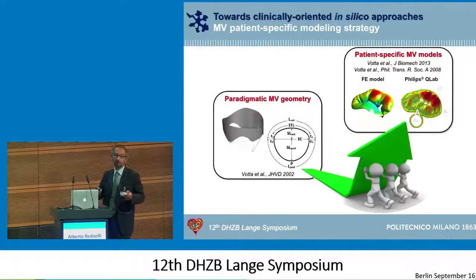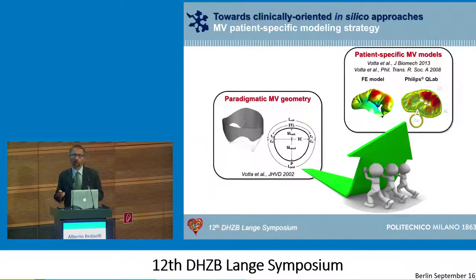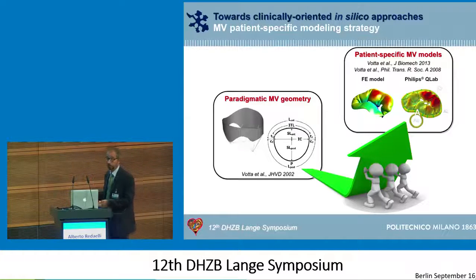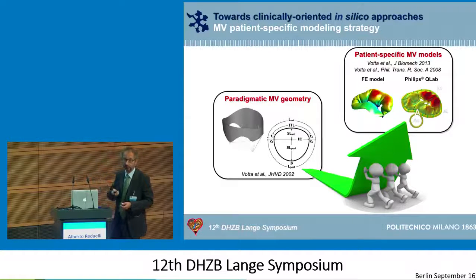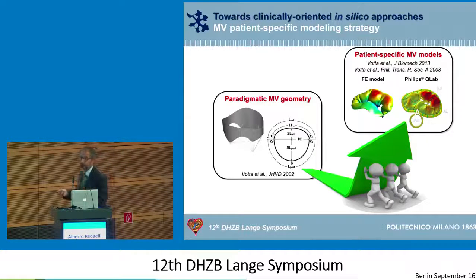Modeling started in the early 90s, working on simplified models. But simplified is not so cool. Then we moved to paradigmatic models. Then in the 2000s, we arrived at realistic models based on average data. And now there is a strong push towards patient-specific modeling. By the way, in the 2017 program of Horizon 2020, there are several calls dealing exactly with patient-specific modeling as clinical tools for surgical decision-making.